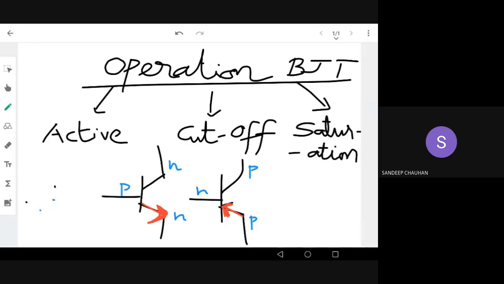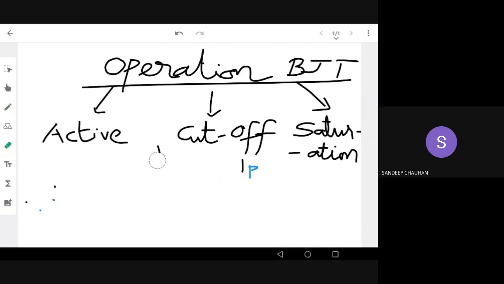Now let's see some combination permutation. How many possibilities are there? So we have NPN and PNP transistors. We have three terminals in the transistor: emitter region, base region, and collector region.